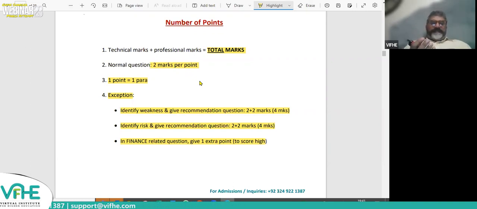I assume that finance is supposed to be your strong area, right? So in a financial question, try to give 1 extra point so that you can score a little bit higher. For example, if it's a 10 marks question, a financial question worth 10 marks, how many points would you give?